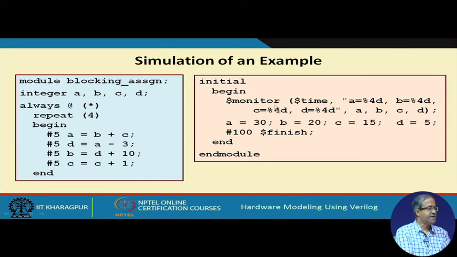And you see we have written a test bench which monitors the values, the time, then A, B, C and D. These values will be printed whenever some changes of these variables take place. So, we start by initializing A to 30, B 20, C 15 and D 5 and we continue the simulation till time 100. So, at 100 we call finish. So, let us see when you simulate this code with this test bench, what is the output.